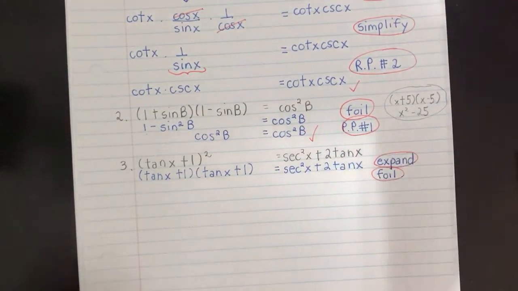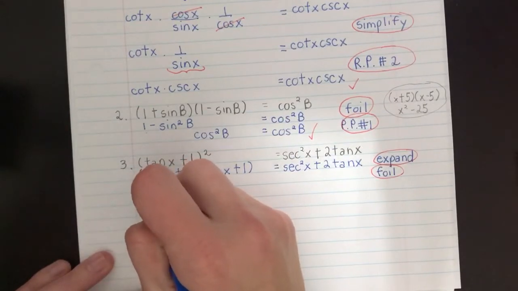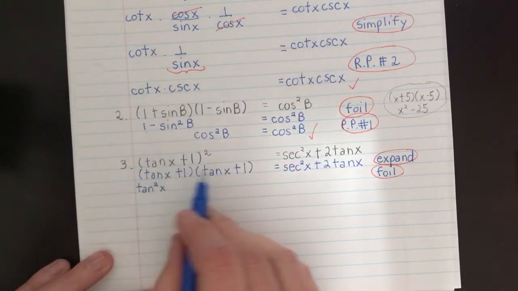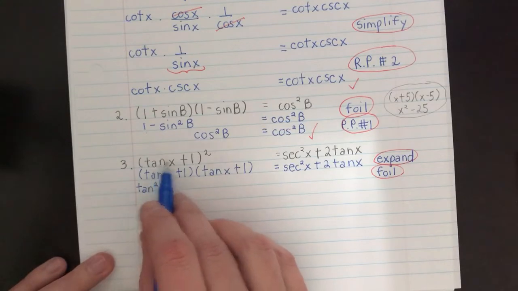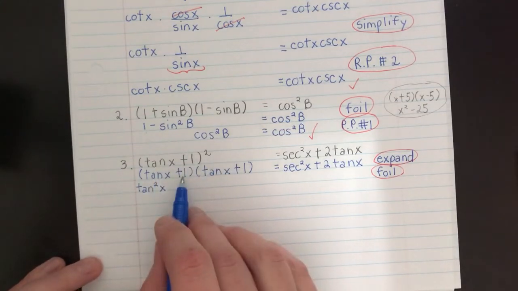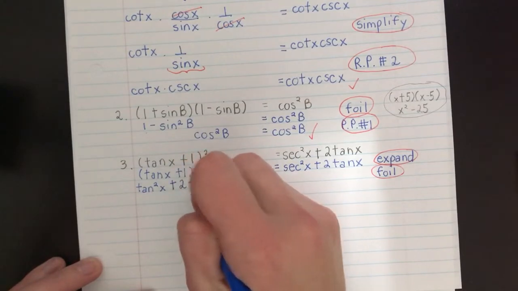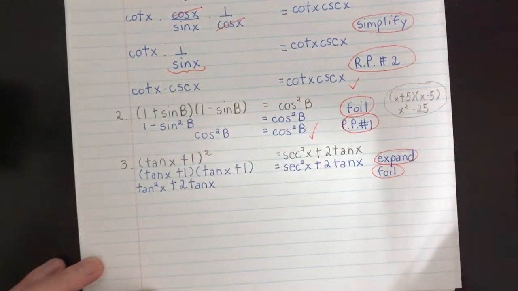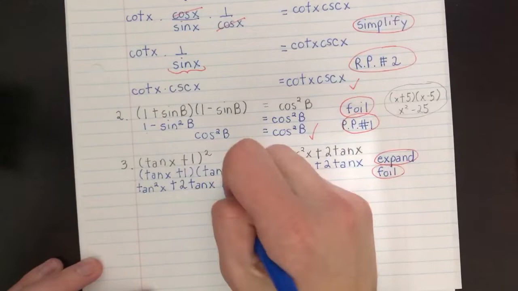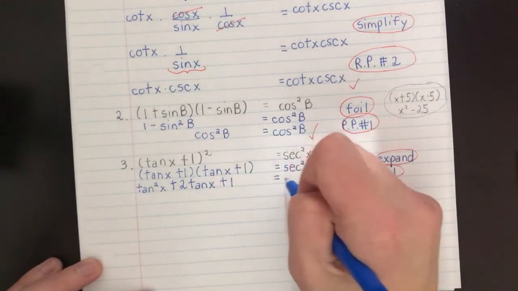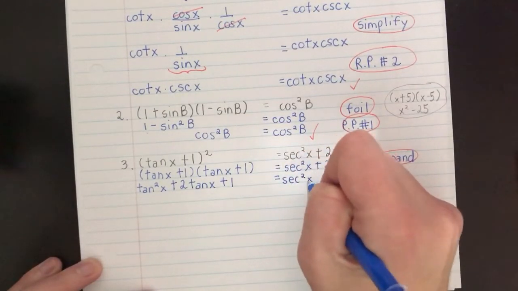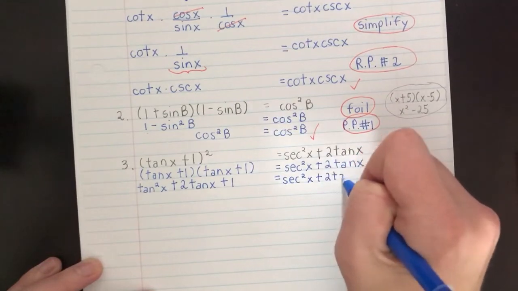So when I FOIL this, I'm going to have tan squared x, tan x times tan x is tan squared x, tan x times 1 and tan x times 1 is going to give me 2 tan x. And then 1 times 1, of course, is 1. So we FOILed, and that should equal secant squared x plus 2 tan x.